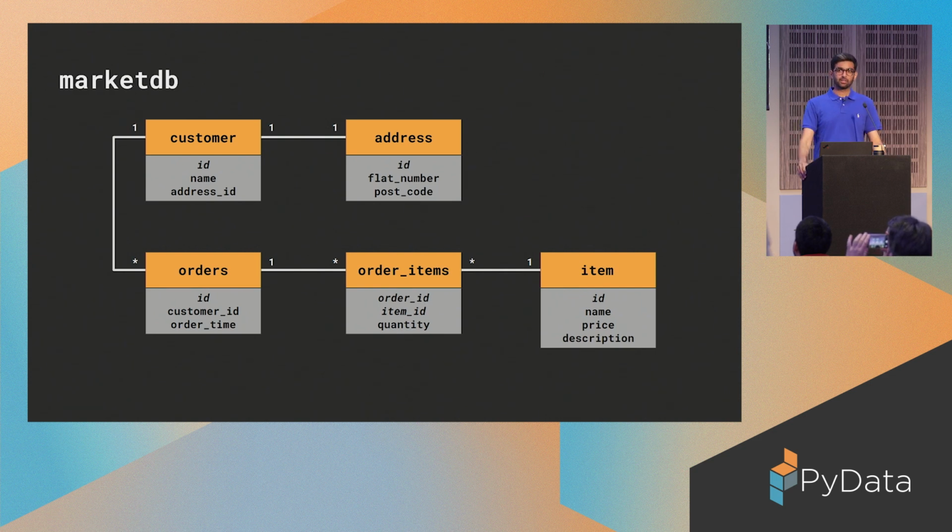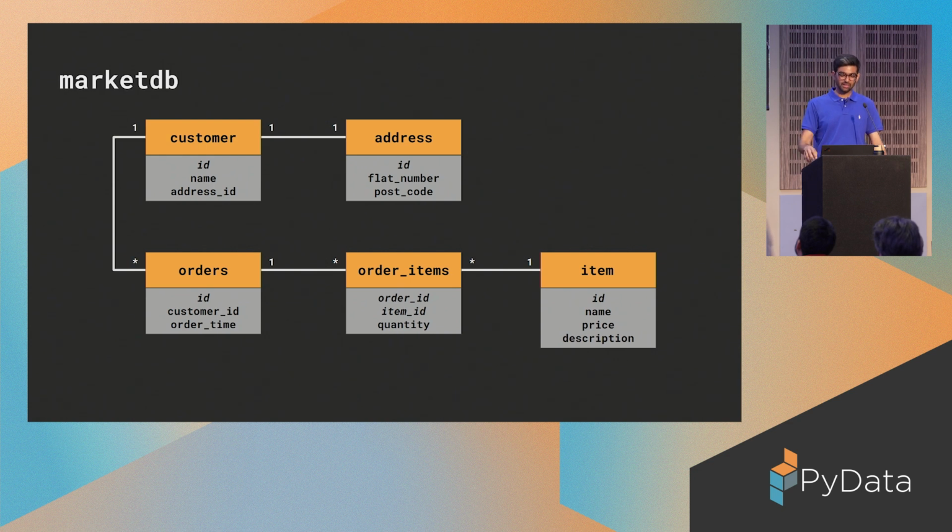We have 5 tables in our sample demo service, namely customer, address, orders, order items, and item. The columns marked in italics are the primary keys of those tables, and those are the column names in the gray boxes. You might see there are some relationships between these tables. For example, customer and address have a one-to-one relationship, and orders and order items have a one-to-many relationship.